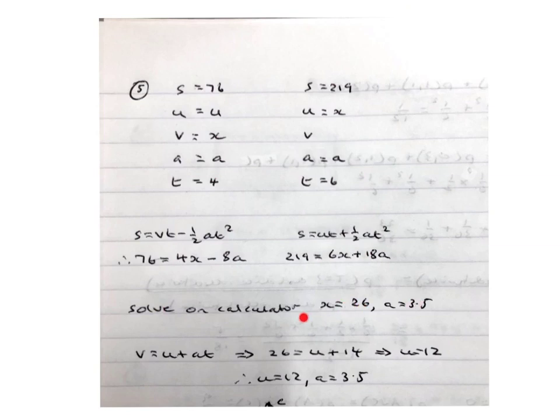I'll just put that into the calculator. So we know what a is, and we were asked to work out what u was, so using V equals u plus At, we can now work out what u is, which is 12.